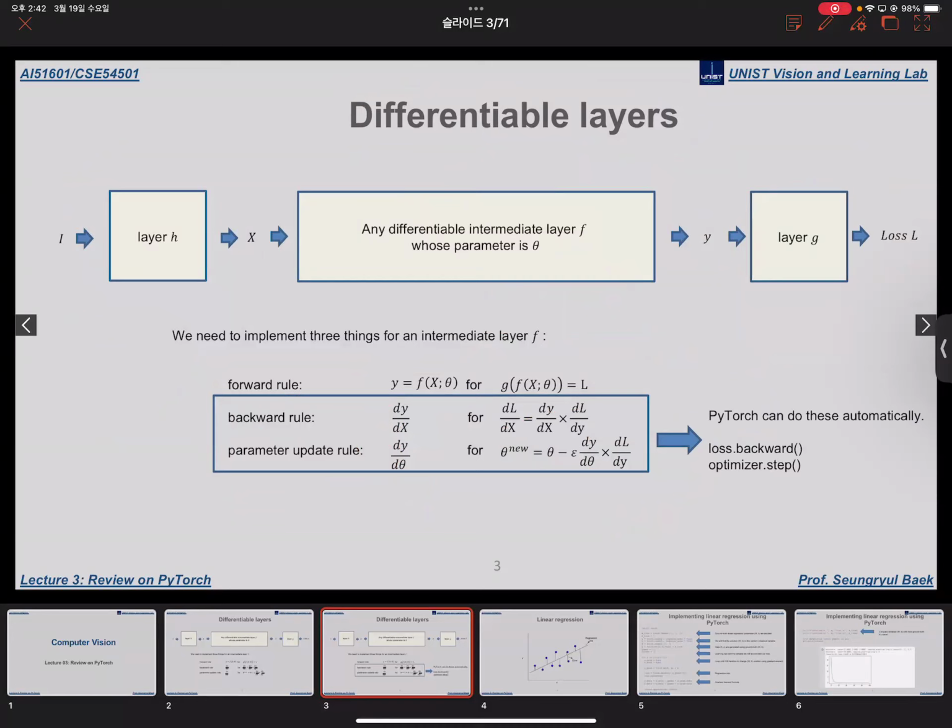And from today, I will teach you about this PyTorch library. Because deep architectures have many parameters within them, for example, this layer would be implemented as a convolutional layer.